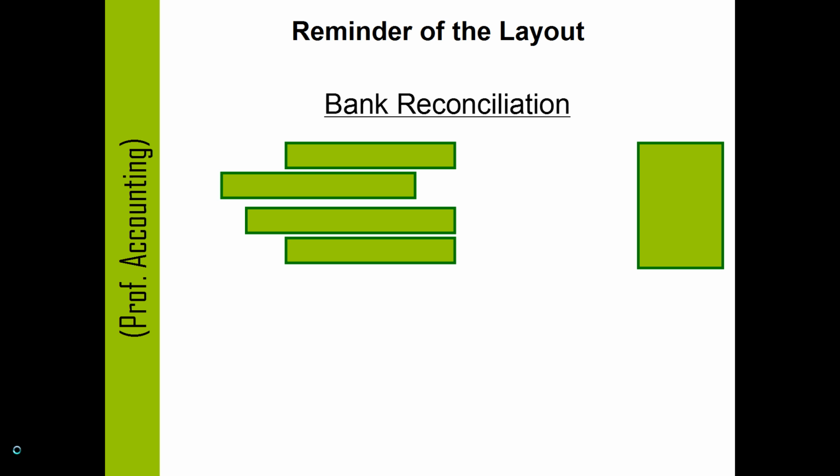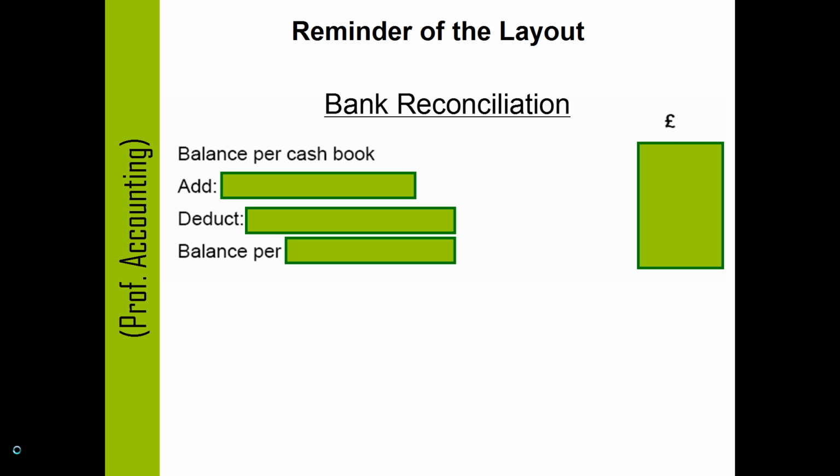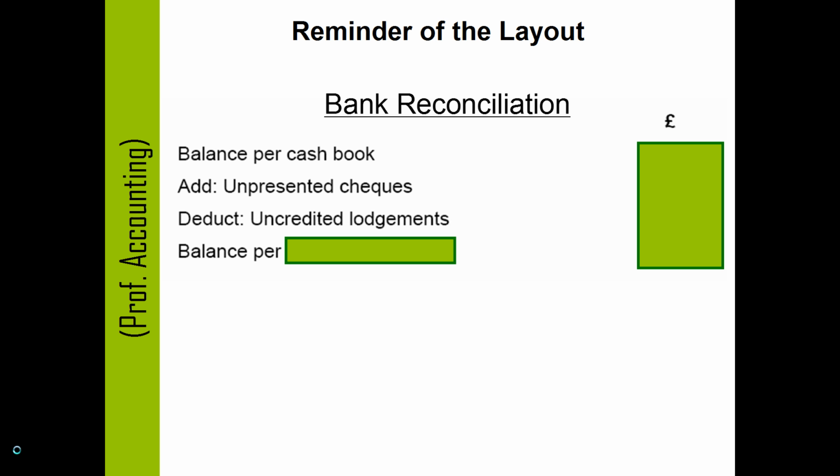Just a quick reminder of the reconciliation layout. Try and test yourself as you go through this. You look at the screen, try and think about what's the order of play, mainly applicable for AQA. Starting off with the balance as per the cash book, then we're adding, is it unpresented checks or outstanding lodgements? It's unpresented checks. Deducting uncredited lodgements or outstanding lodgements, and that gives you the balance as per the bank statement.